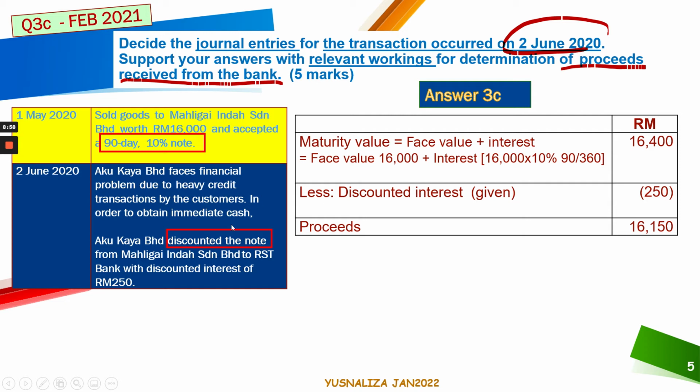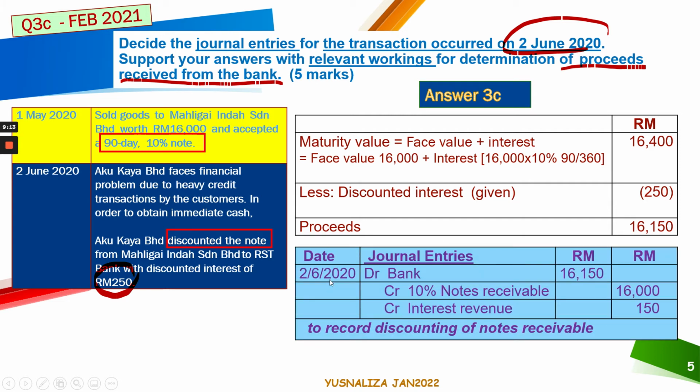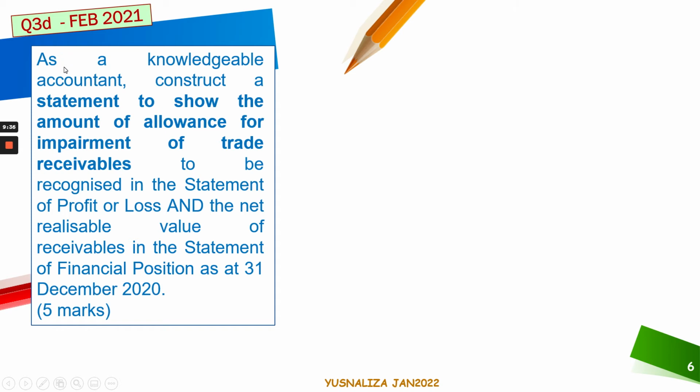That's the discounted interest. Discounted interest is given here in the question. So that was given, 250. So you don't have to calculate. So that was 250. So if you take that, you get the proceeds 16,150. What is the journal entry? The journal entry on 2nd of June would be to debit bank 16,150 with the proceeds, and the notes receivable will be credited at the face value 16,000, and the remaining will be credited to the interest revenue 150, which is 16,150 minus 16,000.